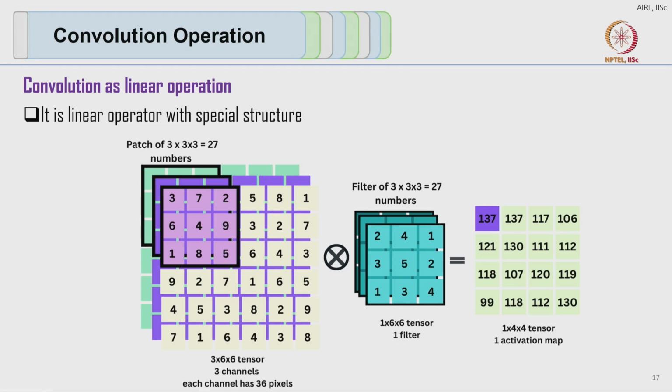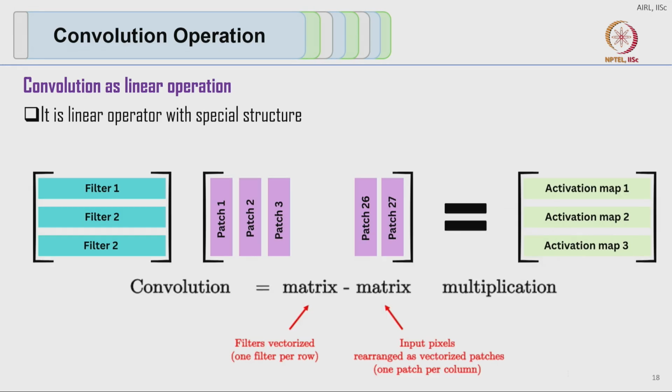Now, this is my structure. How do you visualize this convolution operation? I can represent every filter in a row: filter 1, filter 2, filter 3. You can represent the filter in a row. In an image, you can take as many patches as are present and represent each patch as a vertical column. If you see, the convolution operation is nothing but a matrix-matrix multiplication, which results in the activation map.